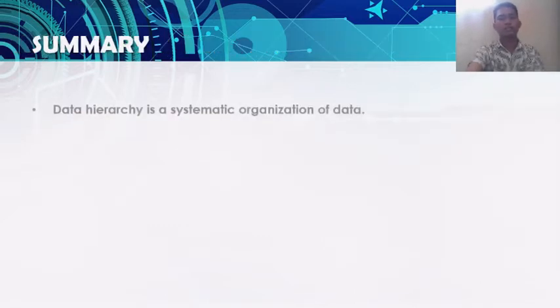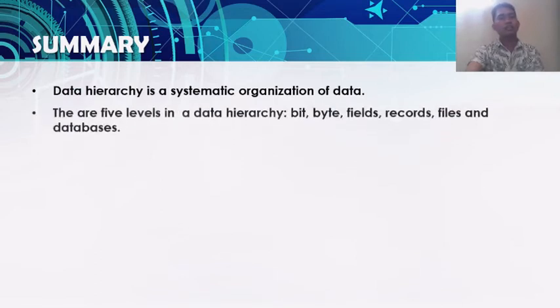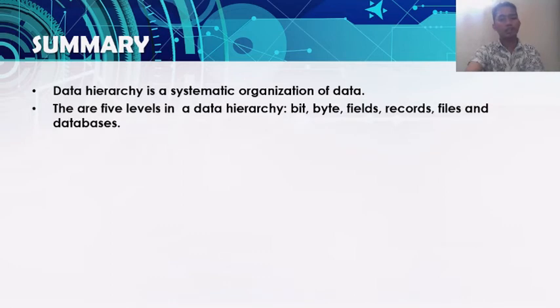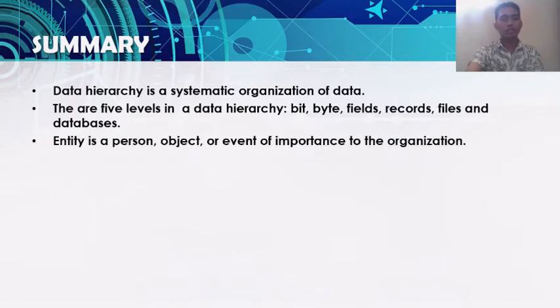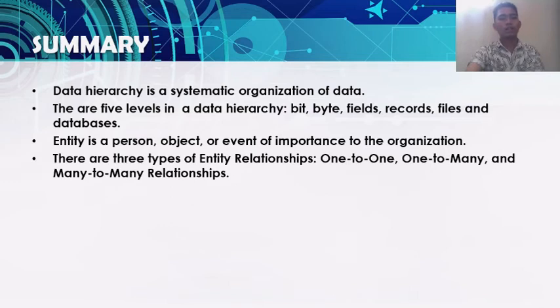So, summary. Data hierarchy is a systematic organization of data. There are levels in a data hierarchy: the bit, byte, fields, records, files, and the databases. An entity is a person, object, or event of importance to the organization. And there are 3 types of entity relationships: the one-to-one, one-to-many, and many-to-many relationships. That was all of my report about the data hierarchy, entities, and entity relationships.